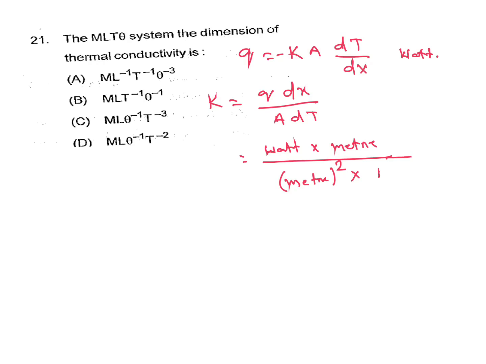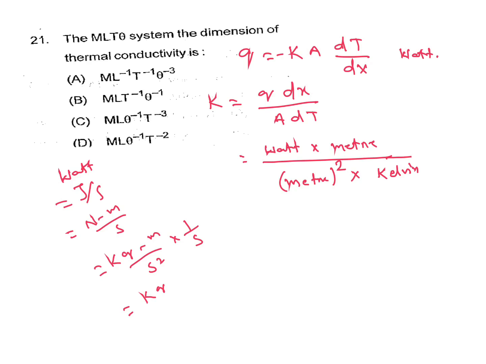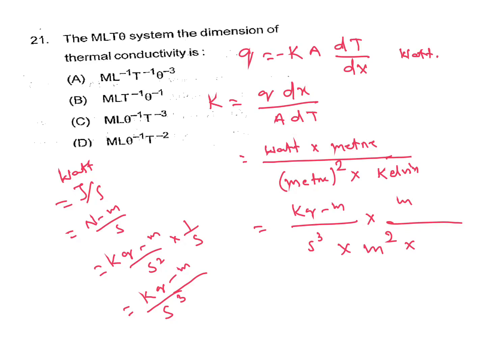So watt is joule per second. Then joule is Newton into meter per second. Newton is kg meter per second square into 1 by second. So kg meter per second cube, you put it here, kg into meter per second cube into meter divided by meter square into theta. Temperature is Kelvin. So meter square cancel. 1 meter should be there. Here we missed 1 meter. Newton into meter, so here you multiply 1 meter.